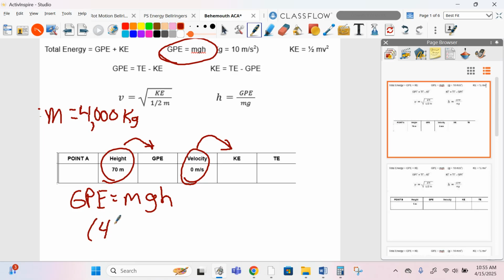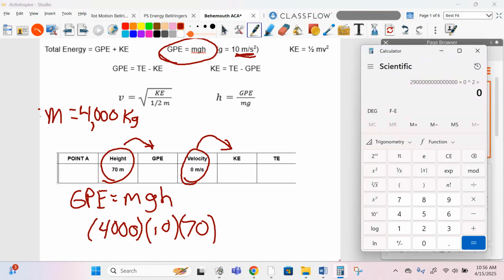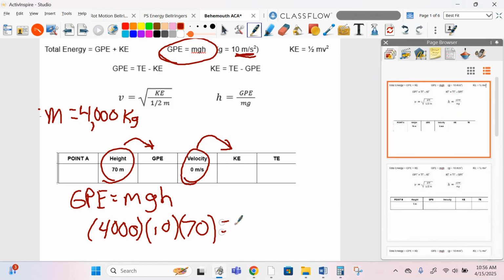So when I'm finding GPE, I'm taking 4,000, multiplying by g, which is 10, and then I'm multiplying by the height, which, what's the height? 70. When I multiply those three numbers together, 4,000 times 10 times 70, I end up with 2,800,000 joules.